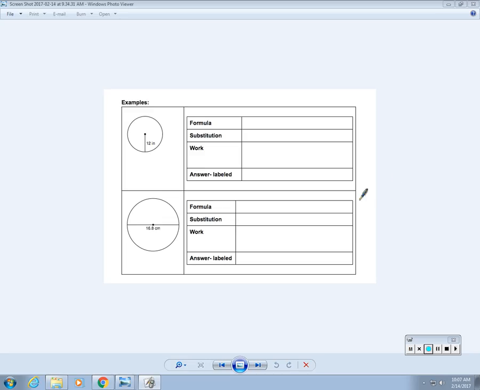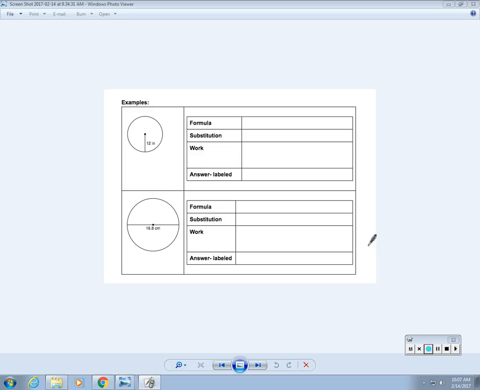2 times 8 is what? 16. So 6, carry our 1. 2 times 2 is 4 plus 1 is 5. 2 times 1 is 2. We get 8, 2, 6, and then we have to add these together. And what did you get, Deja? You get 75.36.